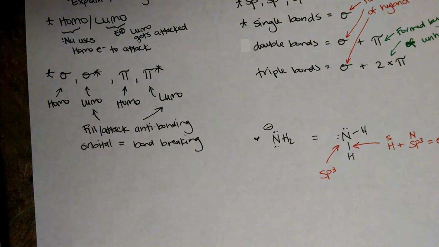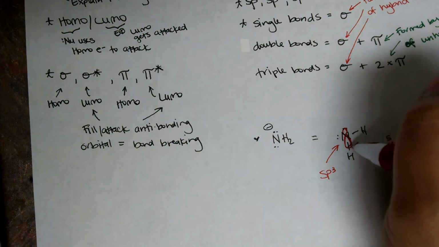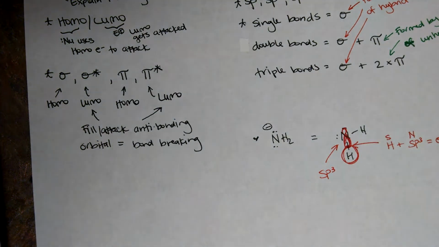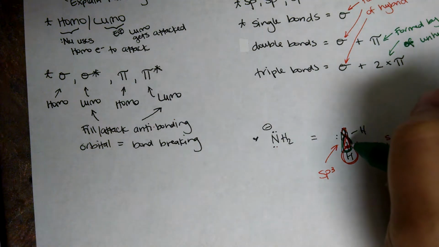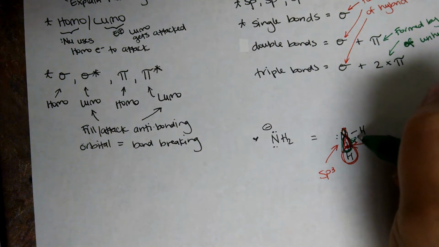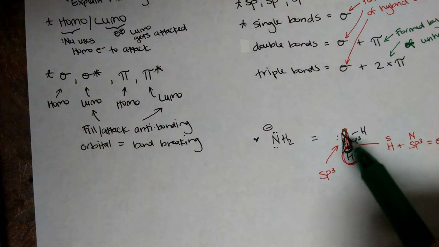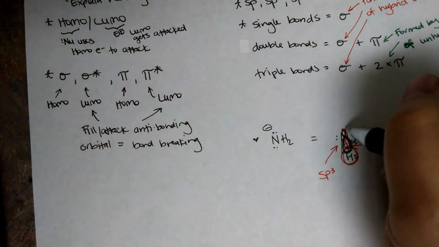So if we could draw that, here's one of nitrogen's sp3 orbitals, and here's hydrogen's s orbital. I didn't make that very large. I should have made it a bit bigger. Here is our sp3, here's our s, and they're overlapping. That's how this bond is formed, and then the other lone pairs are inside of the nitrogen's sp3 orbitals.